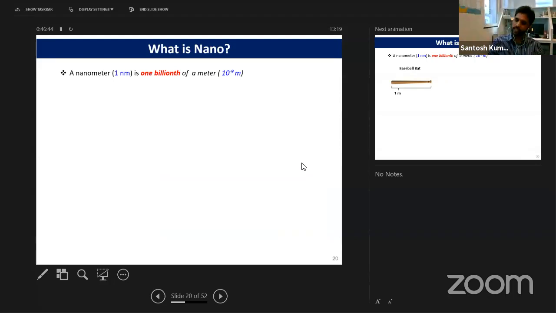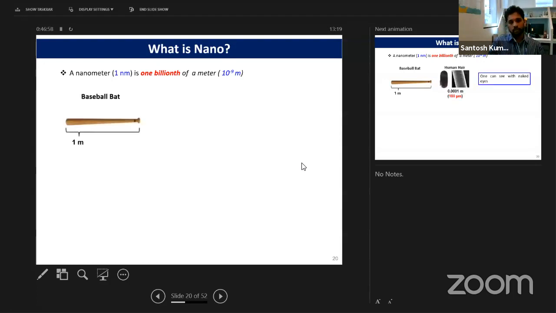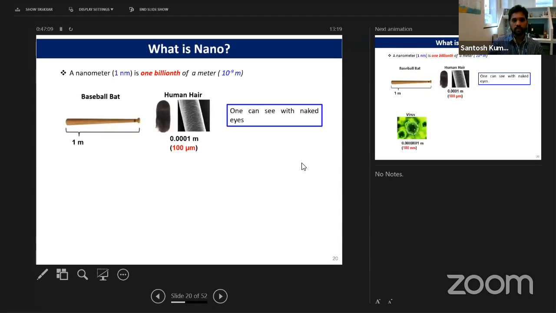A nanometer is one billionth of a meter. It's beyond our heads, right? You can't even imagine how small it is. But let me help you visualize it. Take a baseball bat with a length of 1 meter. Then divide it by 1,000 or 10,000, and you get to the size of 100 micrometers. That is similar to the diameter of a human hair. I'm not talking about the length here, but the diameter of the human hair.